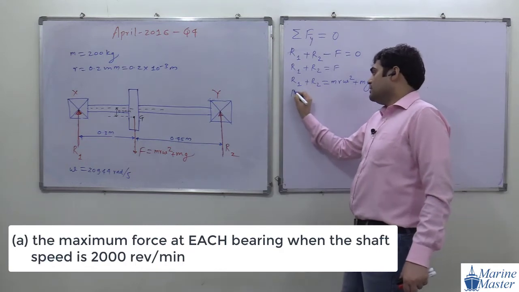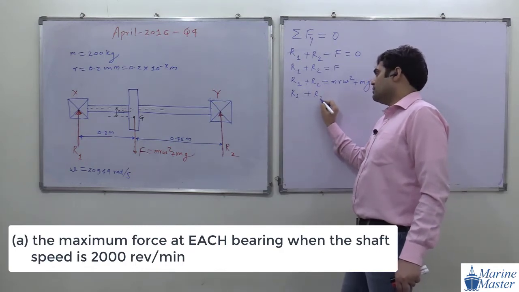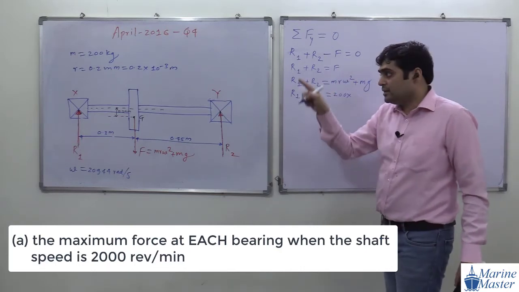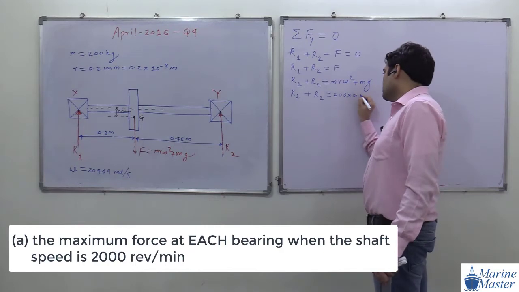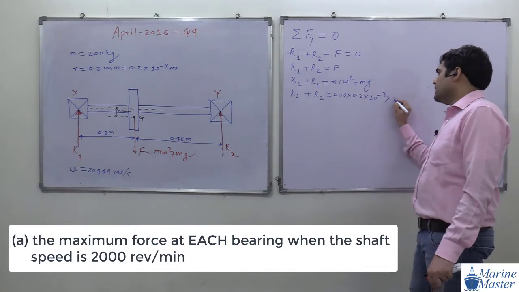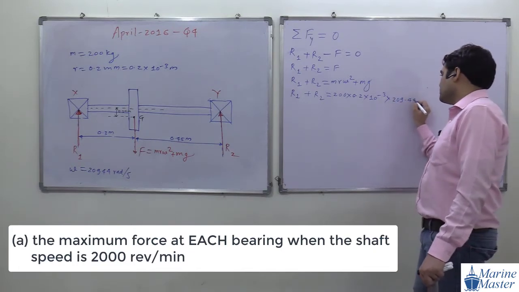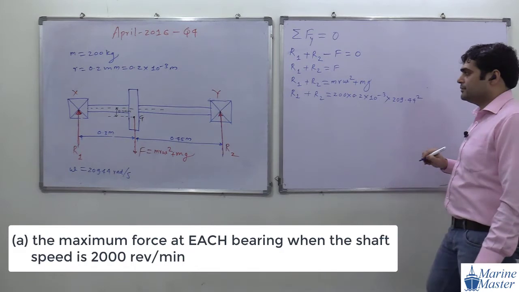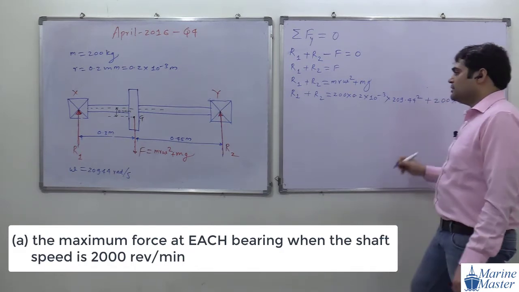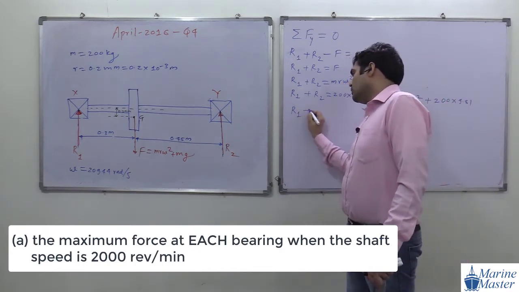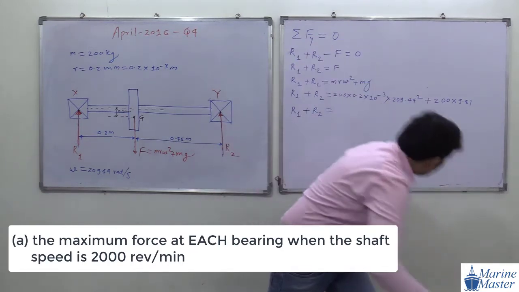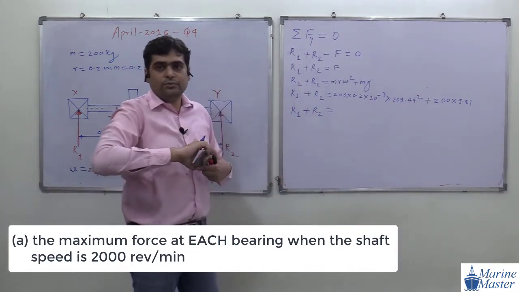So R1 plus R2: mass is how much? 200 kg. At how much radius is that rotating? 0.2 into 10 raised to the power minus 3 meters. And omega square is how much? Just now we calculated 209.44 square. Plus weight: mass is 200, g is 9.81. So please everyone do the calculation and tell me the value of R1 plus R2.